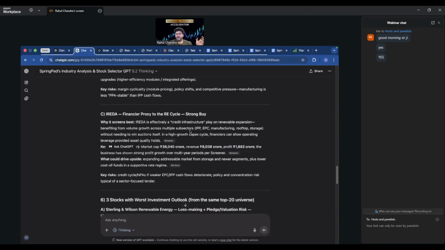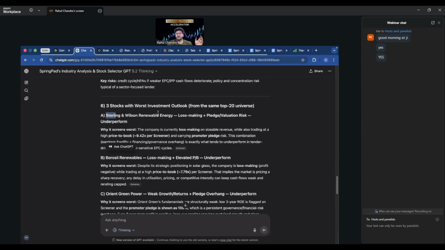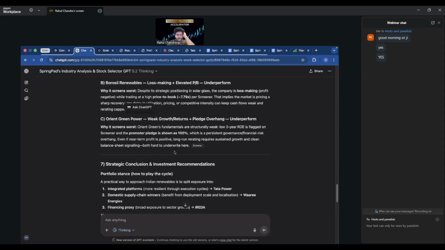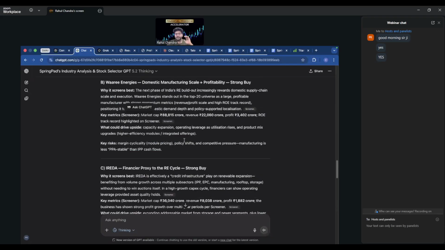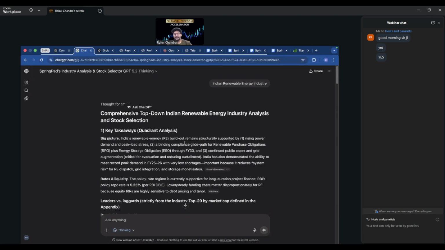Okay. Same for IREDA. And not just for the stocks which are good, it also tells you which are the stocks which are underperforming at the moment. So you know that these are the stocks that you should stay away from. Okay, Sterling and Wilson, Borosil, and Orient Power. Now, this is within 2 minutes, and this will take another 2 minutes. Have you been able to go from identifying good industries to identifying the top three stocks within any industry? Just type in the industry name, and you will get three stocks like this.